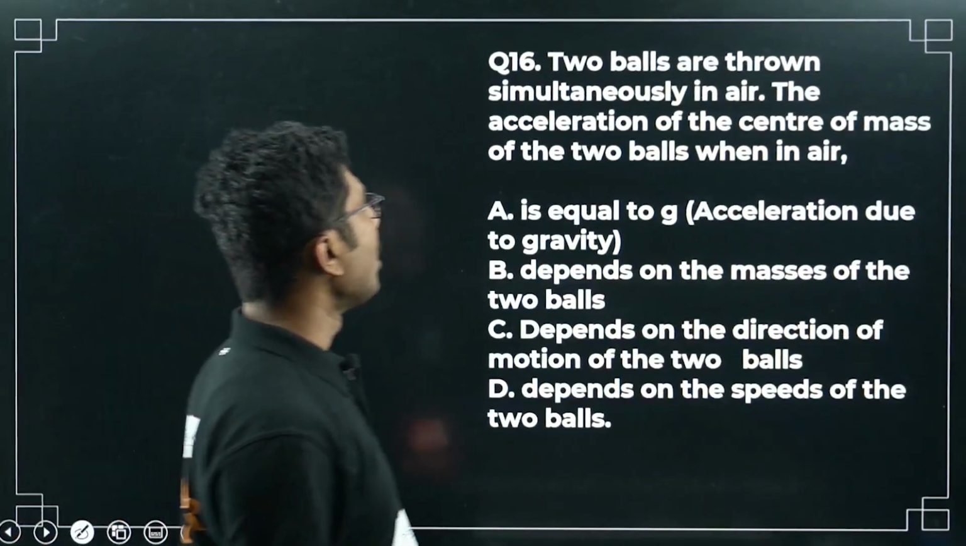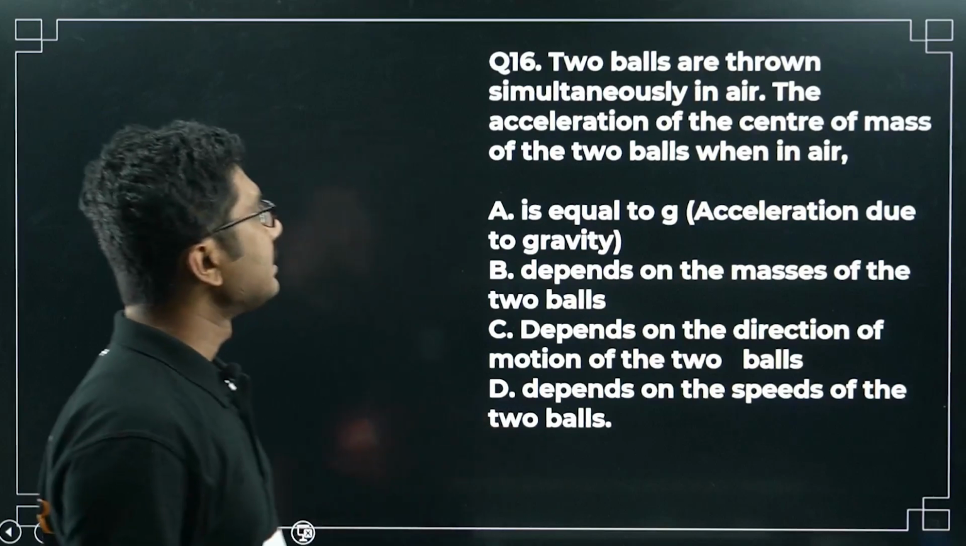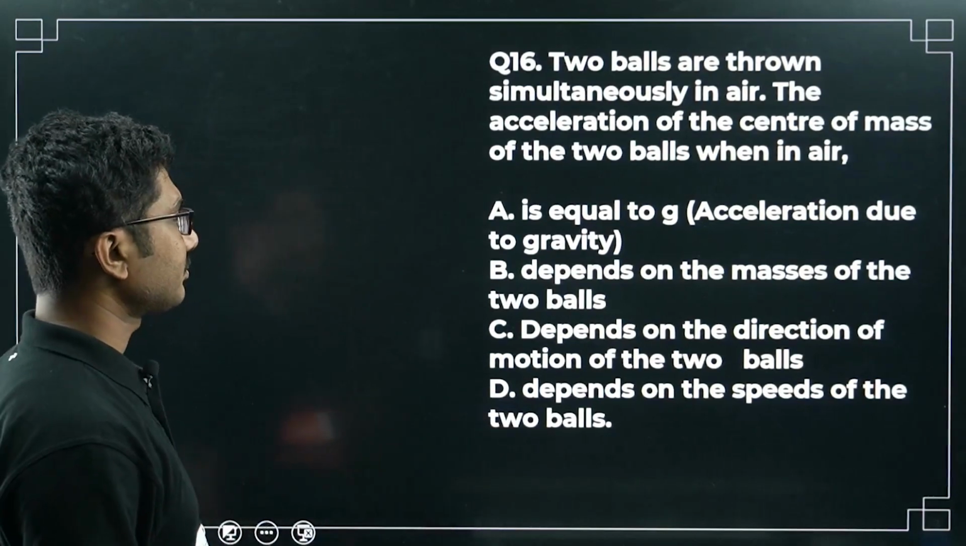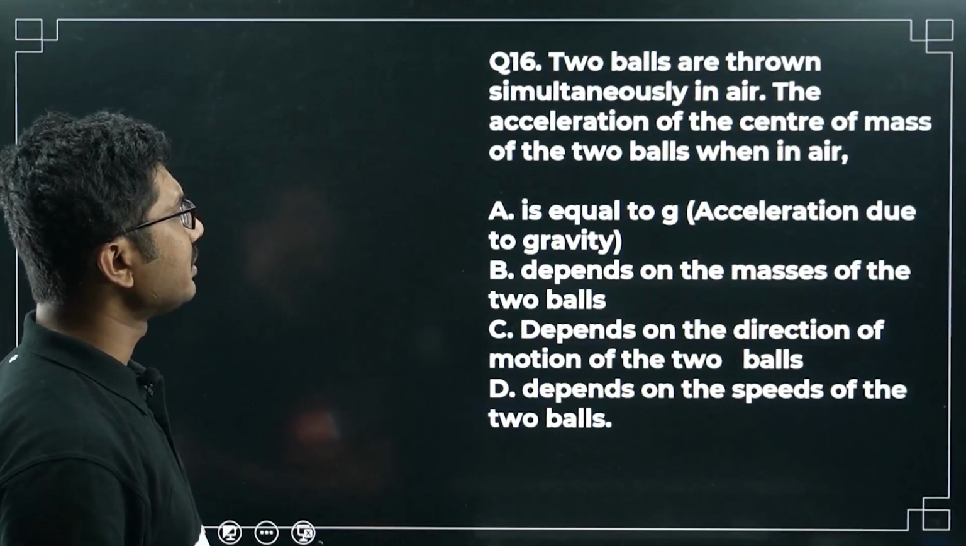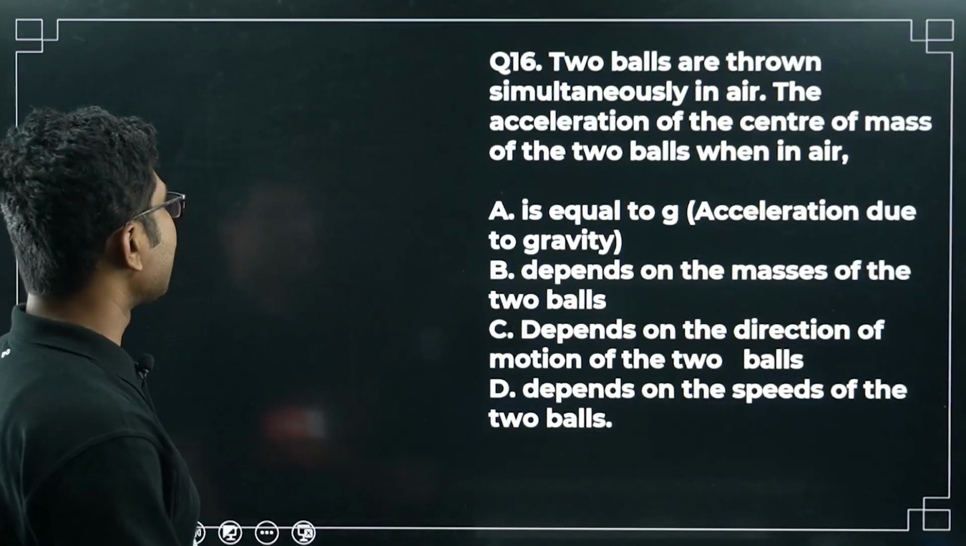Question number 16. Two balls are thrown simultaneously in air. The acceleration of the center of mass of the two balls when in air is... So two balls are thrown in the air.